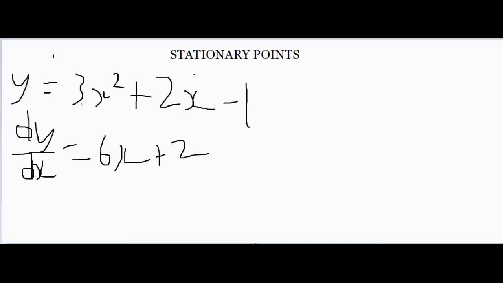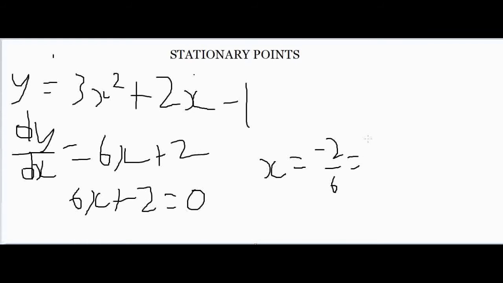And since we know that at a stationary point, dy/dx must also equal 0, we can say that 6x plus 2 equals 0. And now we will just transpose and find x. If we transpose, you will see that x is equal to negative 2/6, which can be simplified down to negative 1/3. Now, of course, it's supposed to be a point, so we would substitute this x value into this equation to get the y value of the stationary point. But for now, we'll just be focusing on the x value because it's what we need to classify the point.